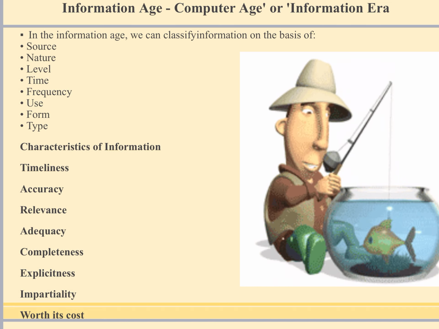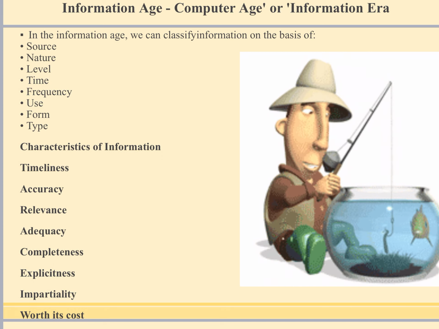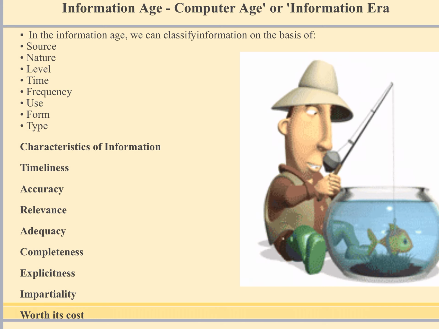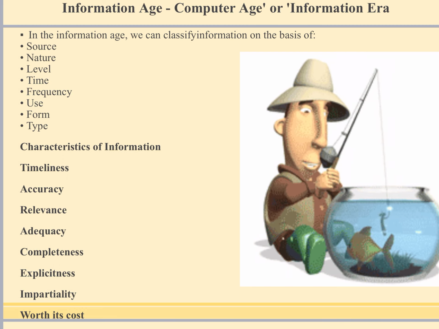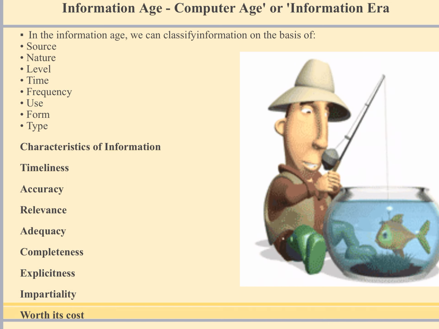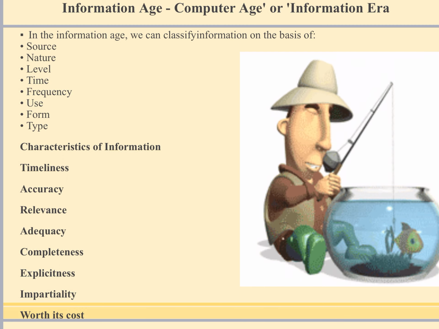The next characteristic is explicitness. Information is said to be of good quality if it does not require further analysis. The next characteristic is impartiality and worth versus cost. Worth versus cost is important because nothing in this world is free, and information is also not free. It costs money to develop an information organization and its resources, and to maintain them. There must be an appropriate relationship between the cost of information and its value to the concerned user.